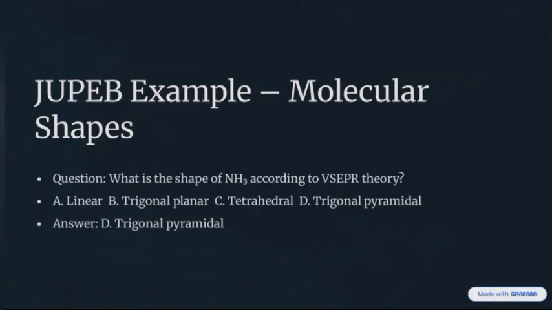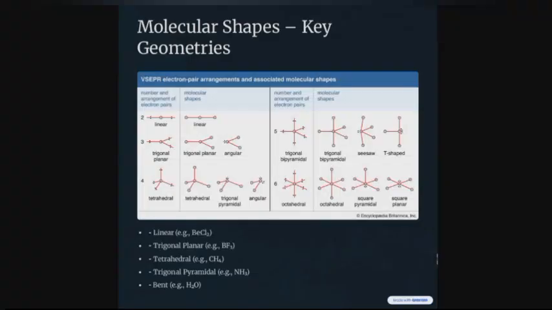Nitrogen has a lone pair of electrons. That lone pair of electrons will cause the shape of this nitrogen atom to shift. Suppose you don't know that nitrogen has a lone pair of electrons, you would have predicted the shape to be trigonal planar.